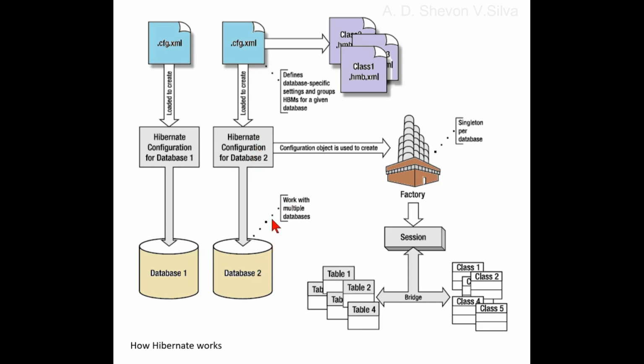Work with multiple databases. Basically, here the Hibernate configuration object is used to create a factory, a singleton per database. The factory is connected to a session, which interacts with the tables and classes via a bridge.